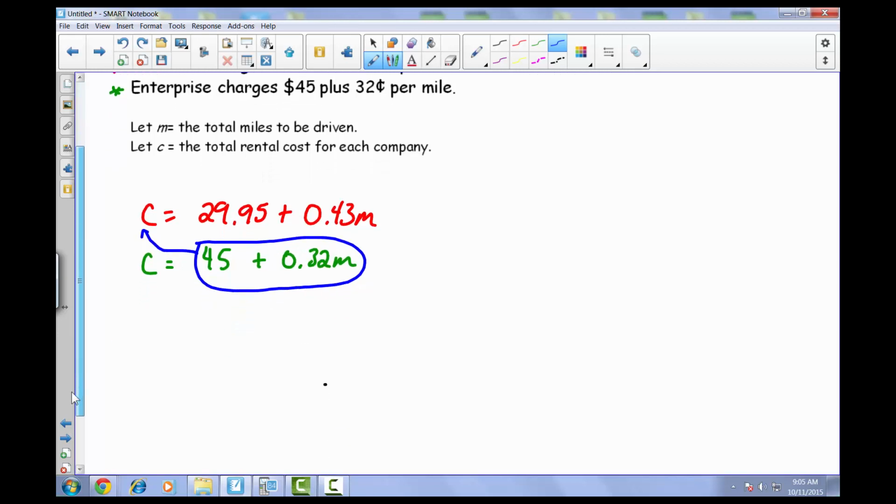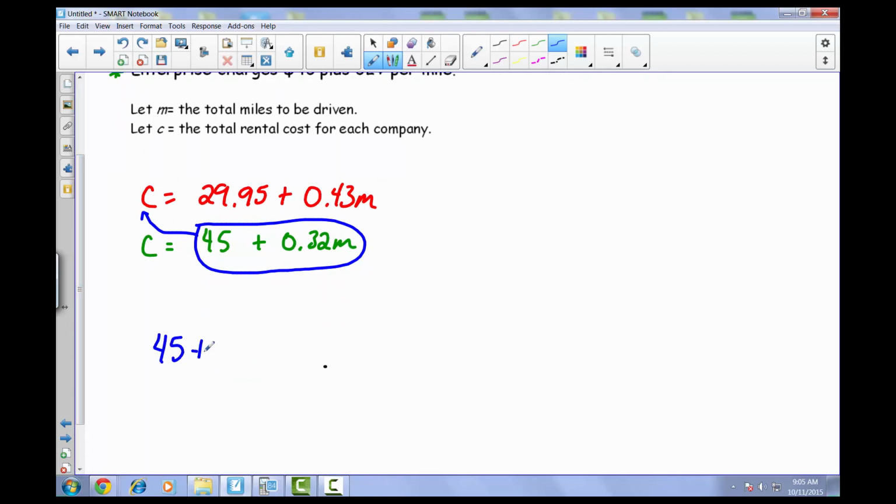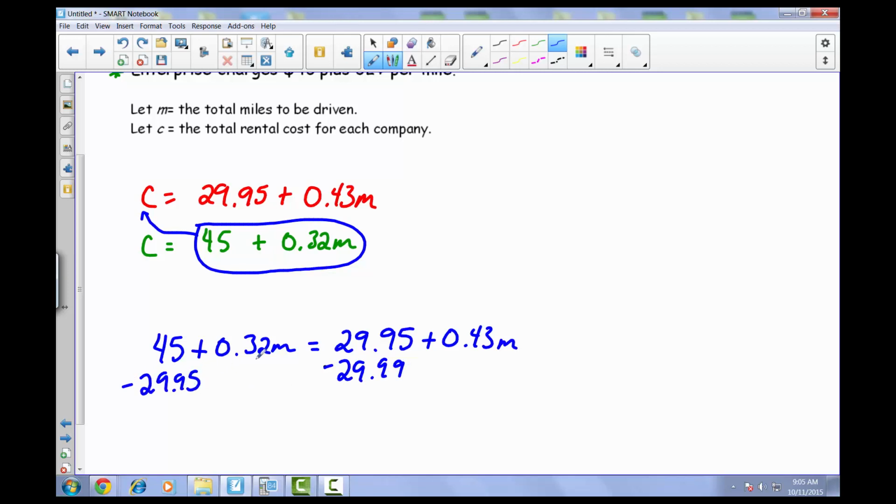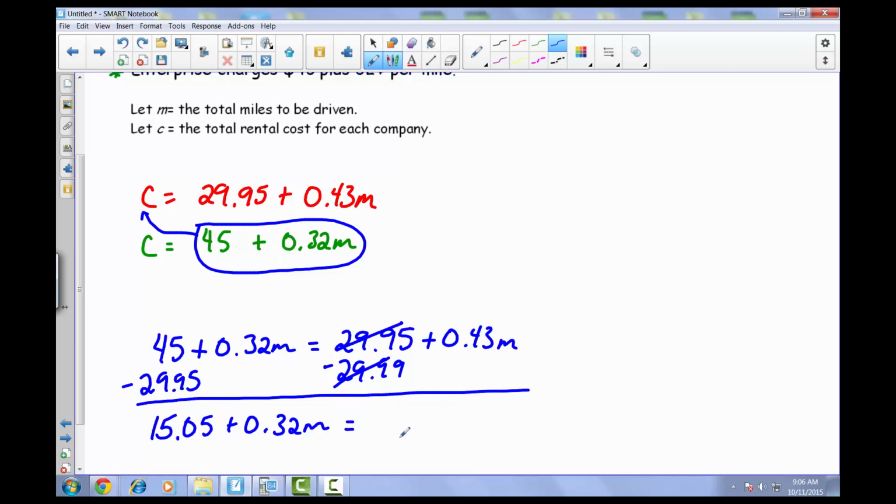So when we do that, we have 45 plus 0.32 M is equal to 29.95 plus 0.43 M. Subtracting this 29.95 from both sides, we end up then with 15.05 plus 0.32 M is equal to our 0.43 M.